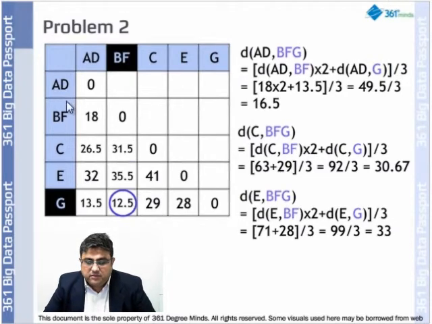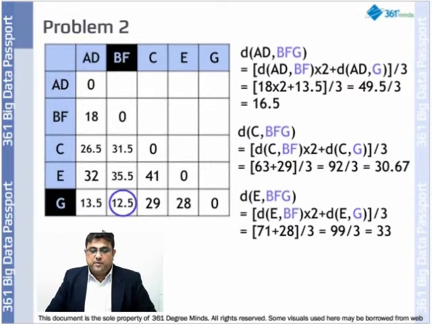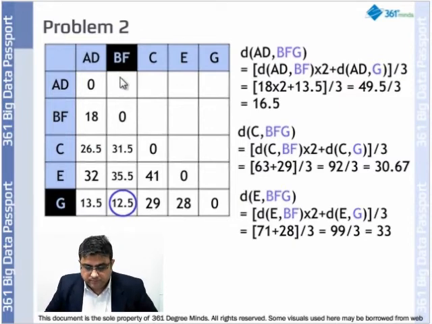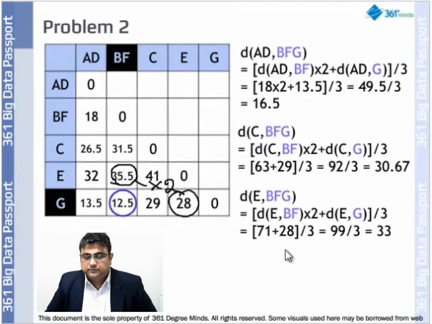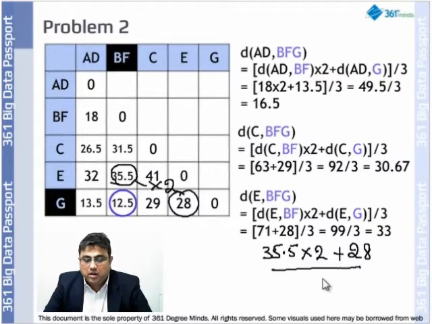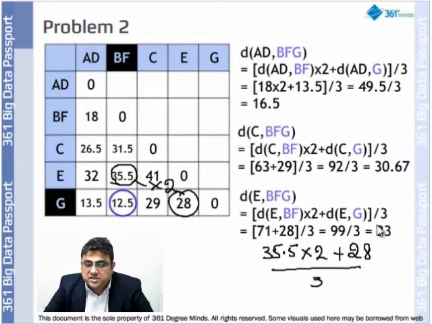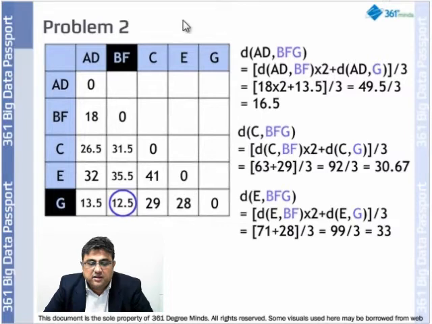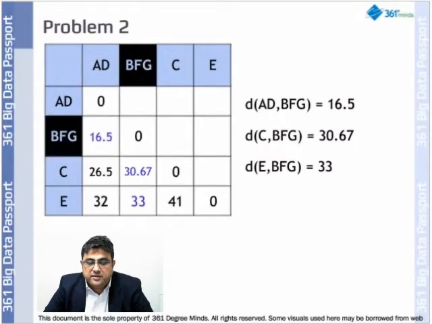Similarly, E and BFG, I would request you to calculate it yourself, but remember to multiply it by 2. Into 2 plus 28. So you got the new averages of 16.5, 30.67 and 33, and this matrix has now become a 4 by 4. The new values are mentioned here.